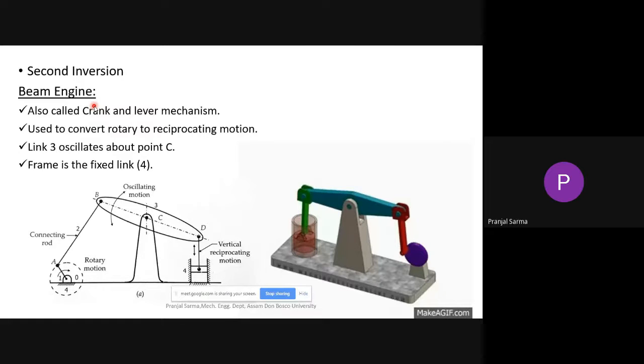We are talking about the second inversion of the same kinematic chain, that is the four-bar chain. What we know about inversion of a mechanism is that basically one link is fixed, and the particular link that we keep fixing is different. Now here, this is the application of the beam engine.